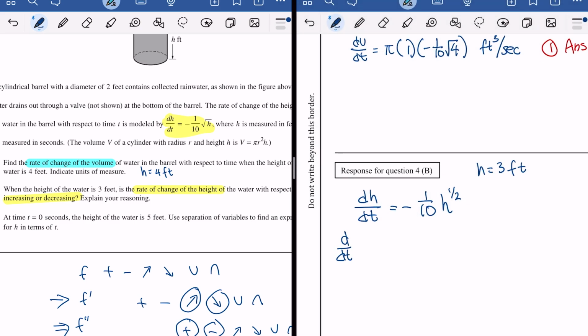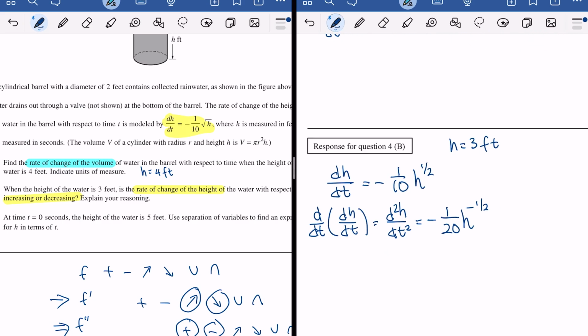So we are taking the derivative with respect to t of dh dt again. That will give us d squared h over dt squared, the second derivative. To apply the power rule, it will be negative 1 over 10 times 1/2, which is negative 1 over 20 h to the negative half power. Because we are taking the derivative with respect to t, again, we need to have dh dt.